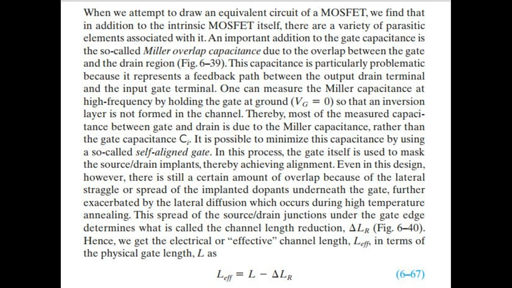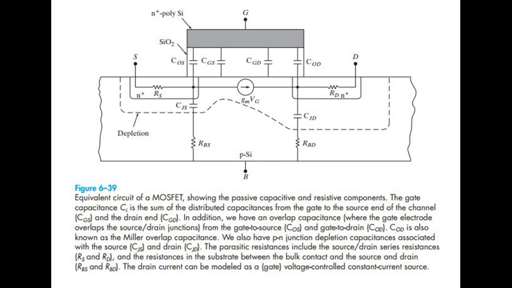Figure 639. Equivalent circuit of a metal oxide semiconductor field effect transistor, showing the passive capacitance and resistive components. The gate capacitance C is the sum of the distributed capacitances from the gate to the source end of the channel, and the drain end. In addition, we have an overlap capacitance, where the gate electrode overlaps the source/drain junctions, from the gate to source and gate to drain. Capacitance is also known as the Miller capacitance. We also have p-n junction depletion capacitances associated with the source and drain.